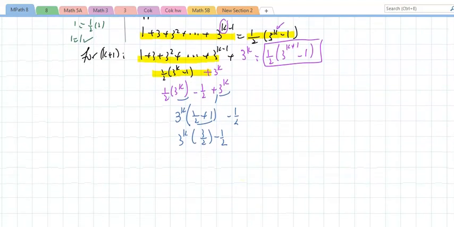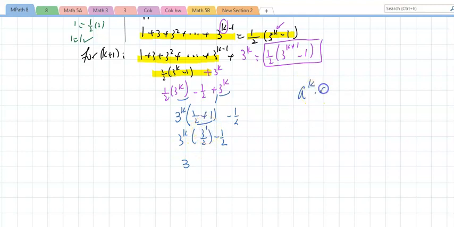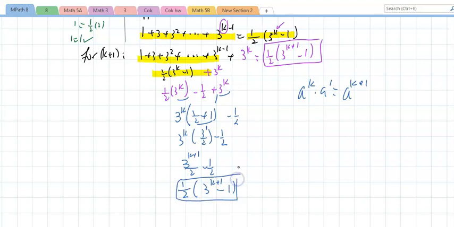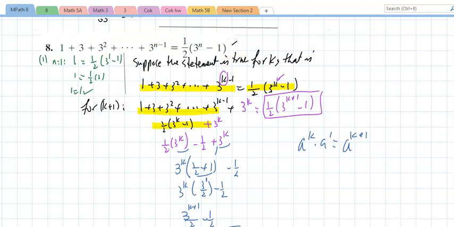And if you really think about this, if you multiply those, a to the k times a to the 1 is a to the k plus 1. So you're going to add the powers, and all you need to do is factor a 1 half out of it. So a bit more than the traditional algebra, but exponentials. And what's the conclusion? Therefore, 1 plus 3 plus 3 squared plus 3 to the n minus 1, the original, equal 1 half into 3 to the n minus 1. You're concluding that this statement is true.